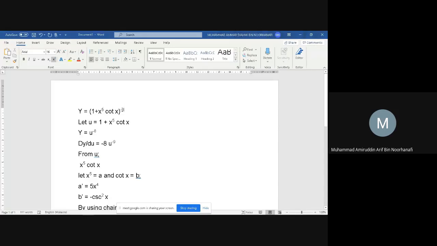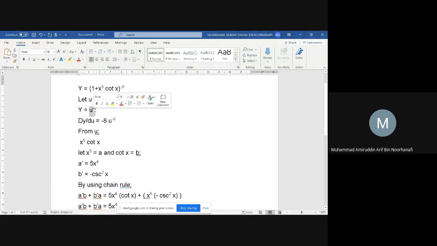So the first thing that we need to do is let u equal the inside of the parenthesis. That means let u equal 1 plus x to the power of 5 cotangent x. So you will get y equals u to the power of negative 8. Everything's clear so far? Yes. And from there, we differentiate y with respect to u. That means you will get dy over du equals negative 8 u to the power of negative 9. All right?